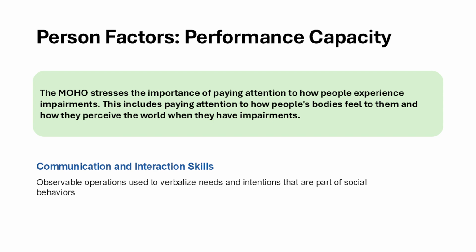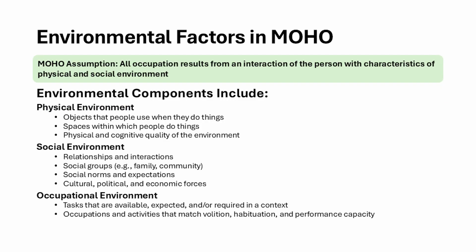Okay, so we've got the person factors. Now let's look outward to the environment. Right, because MOHO assumes occupation always happens through the person interacting with their environment. They're inseparable. And that environment has layers, right? Physical and social. Yep. Physical environment includes the objects, the spaces, the building layout, even the cognitive demands of a setting. And the social environment. That's relationships, family, social groups, cultural expectations, norms, economic factors, all of it.